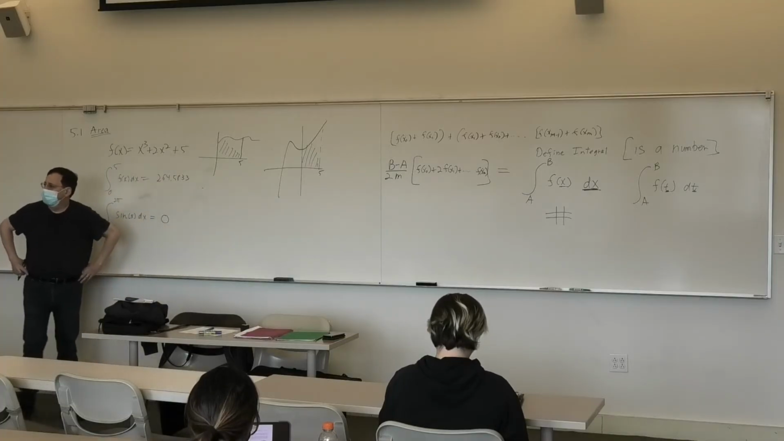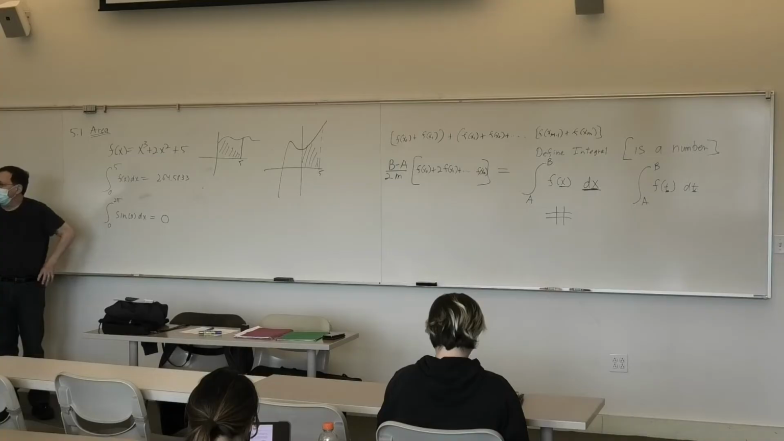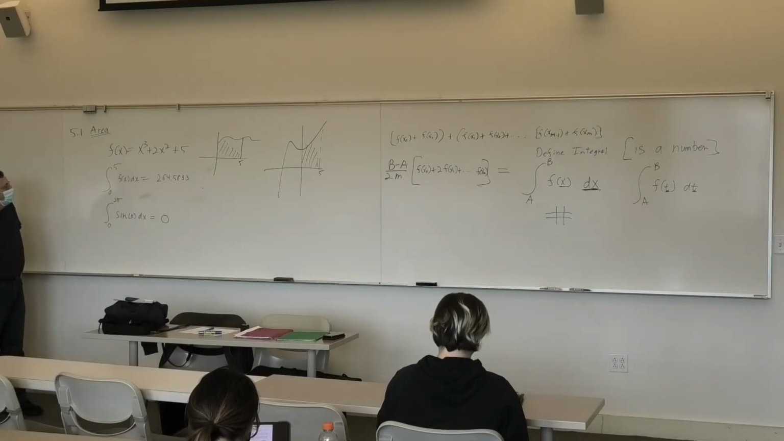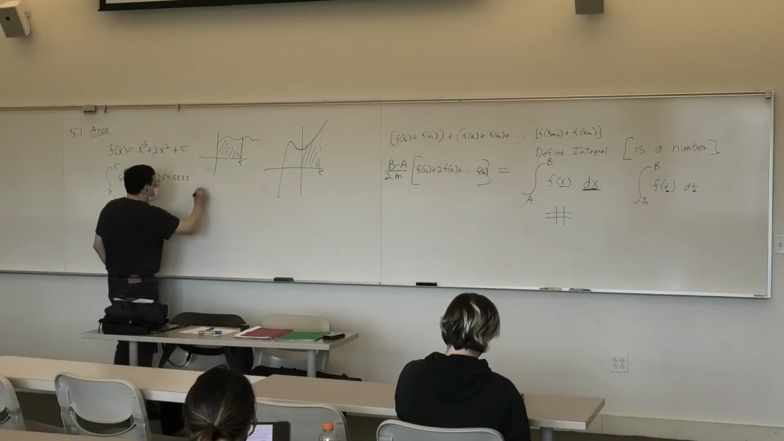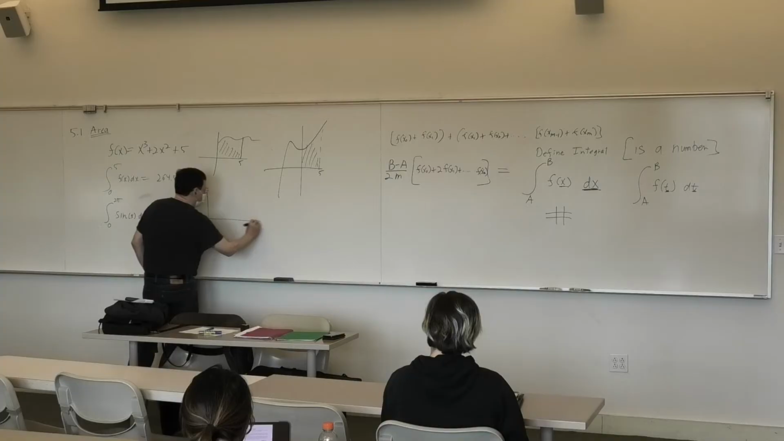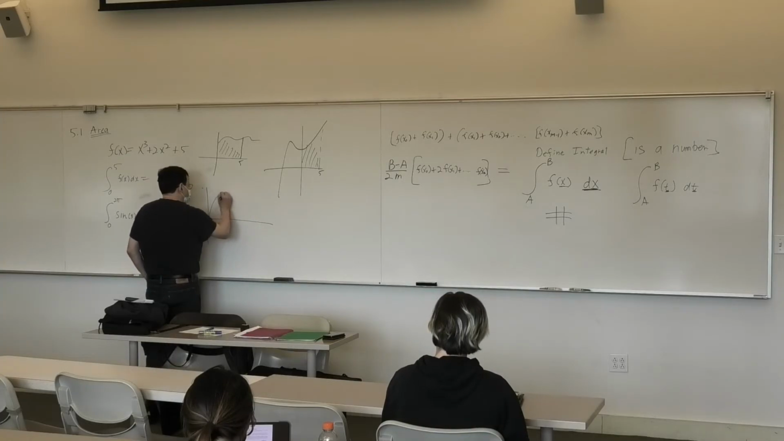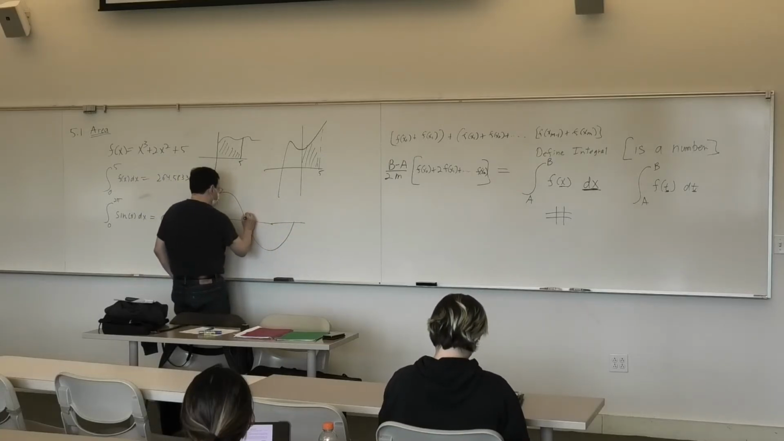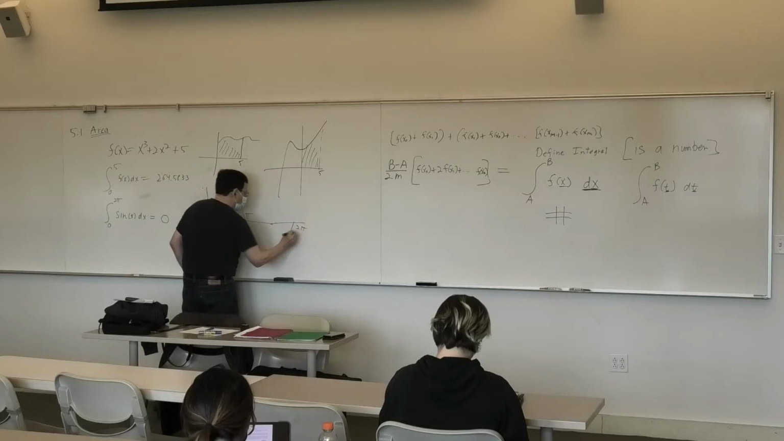No. Anybody else get 0? Yeah, okay. Well, what's that about? Well, this is the graph of sine of x approximately. There's pi, there's 2 pi.